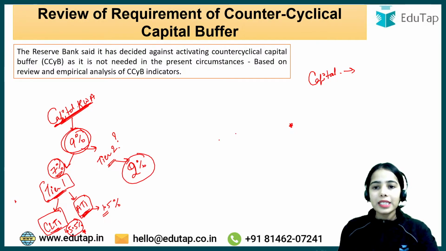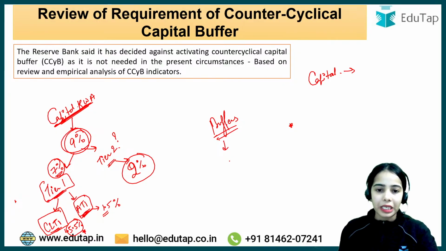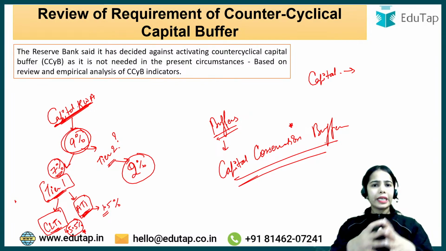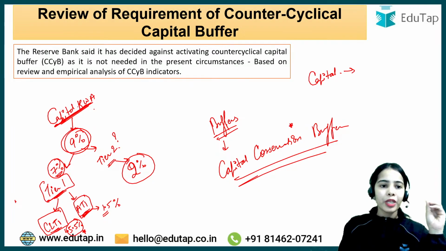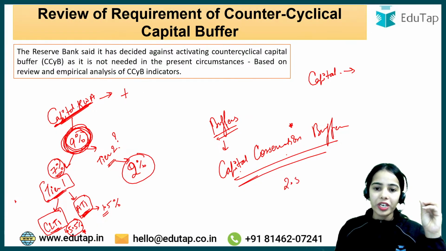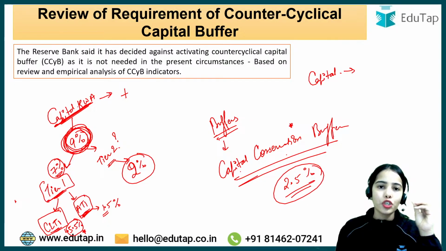Okay, now it is said that the bank should be maintaining some buffers. What are these buffers? Do you know what are the buffers that the bank should be maintaining? This is known as the capital conservation buffer. This is the buffer that the bank should be maintaining in a day-to-day manner. So the capital to risk weighted asset ratio is 9%, but the bank should also be maintaining the capital conservation buffer, that is 2.5%. Now this buffer should be maintained in the form of common equity tier 1 capital.